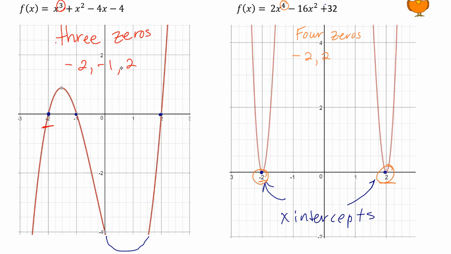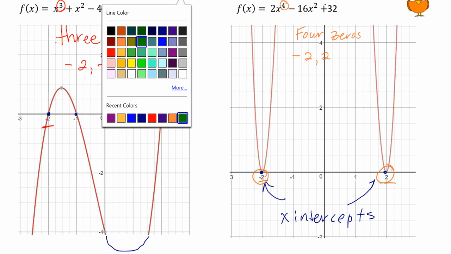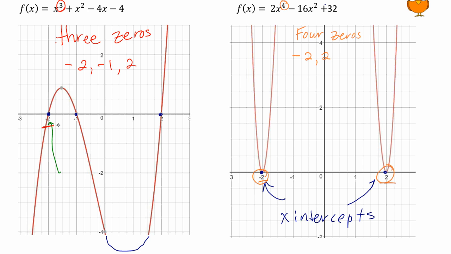Okay, so here's the difference between these two graphs. At this x-intercept right here, and this one, the graph is actually crossing through the x-axis, crossing over the x-axis.